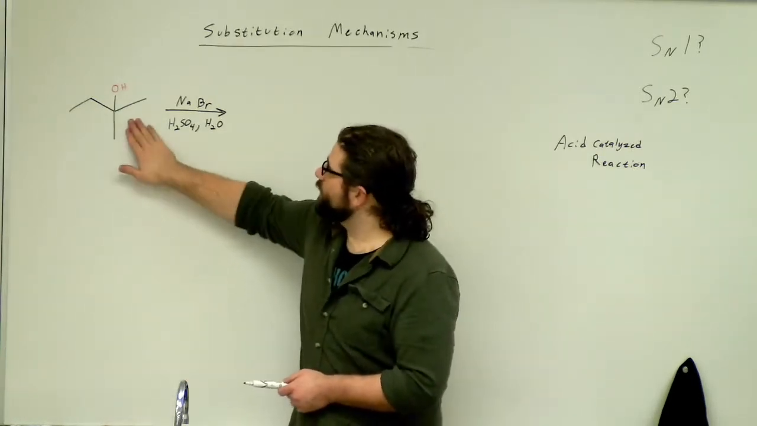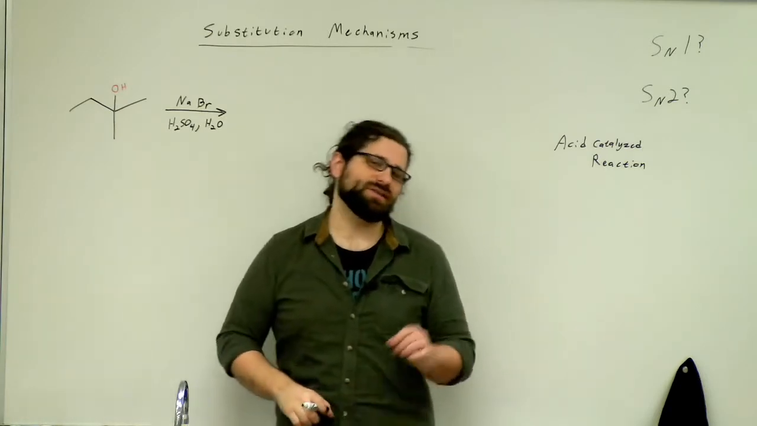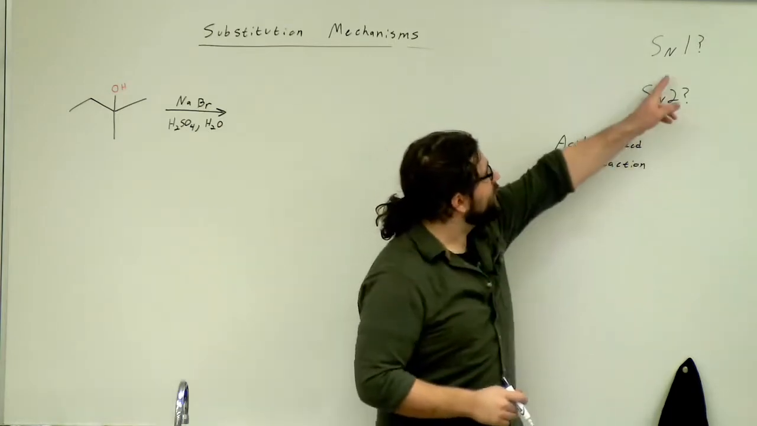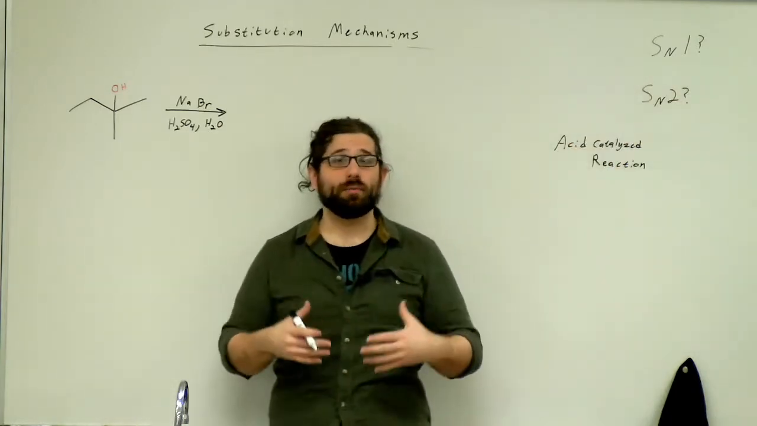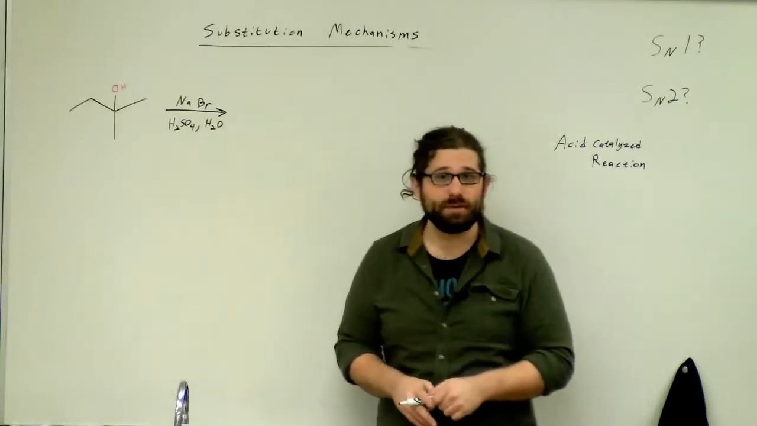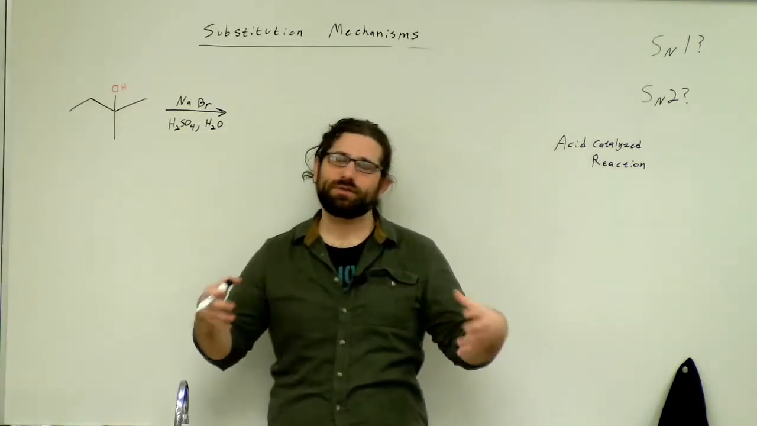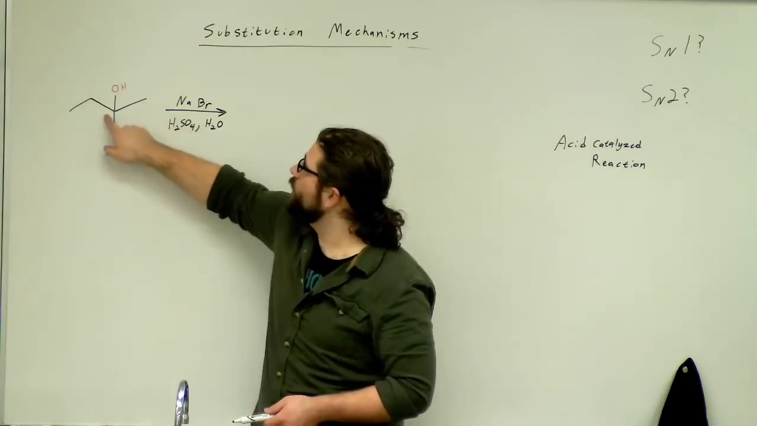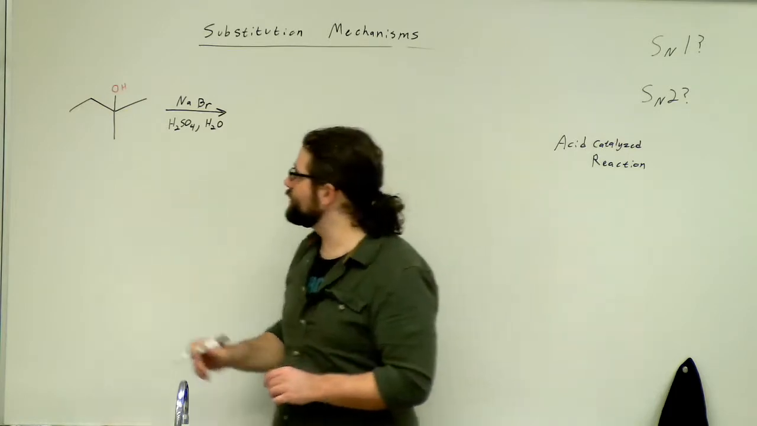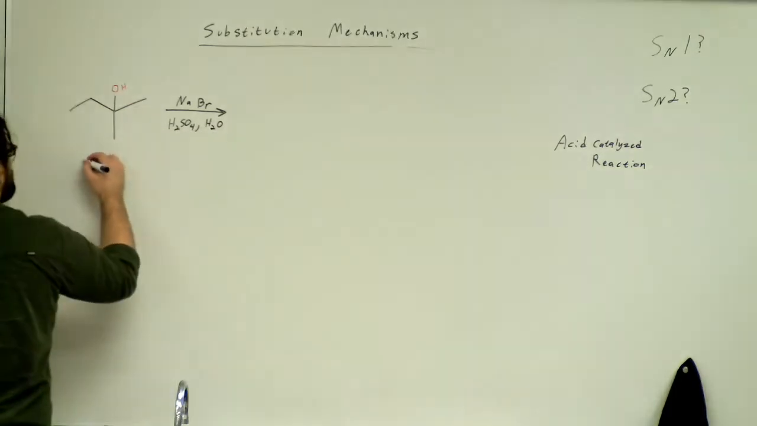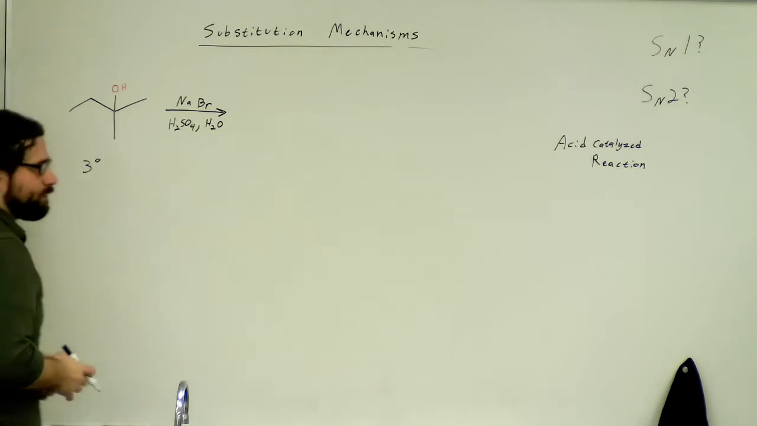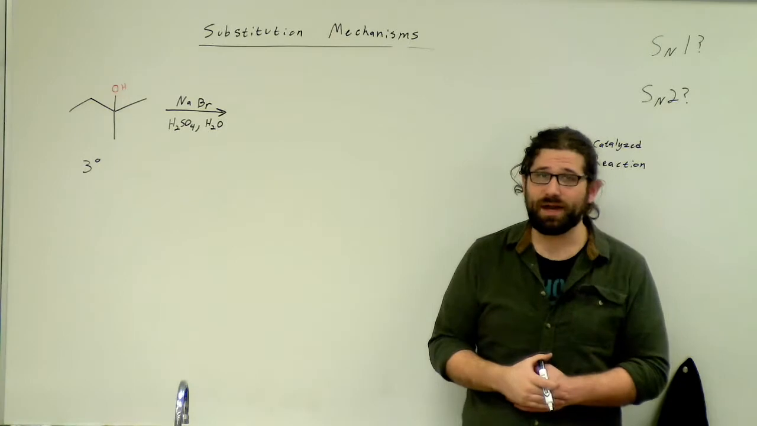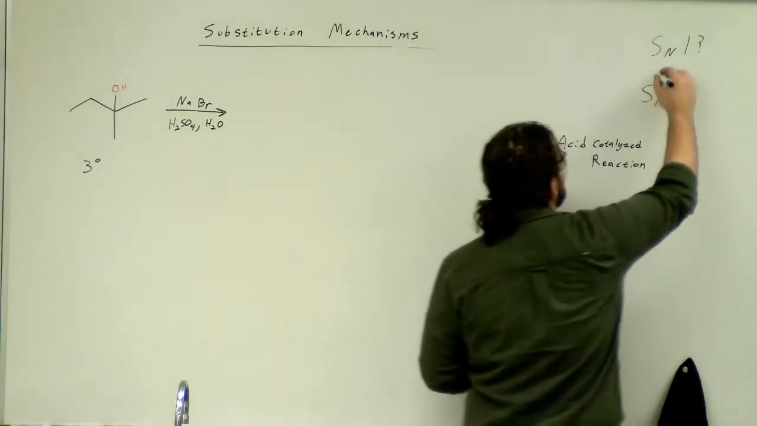So if I look at this right off the bat, the first thing I still want to do is figure out, is this going to proceed according to the SN1 or the SN2? So my SN1 is going to be favored by carbocation stability. Carbocation stability comes with more substitution. Like I already said, this is tertiary substituted. I've got 1, 2, 3 carbons that this carbon in the middle is attached to. So this is 3 degrees of substitution. That's going to be very good at stabilizing a carbocation. So the SN1 is favorable.